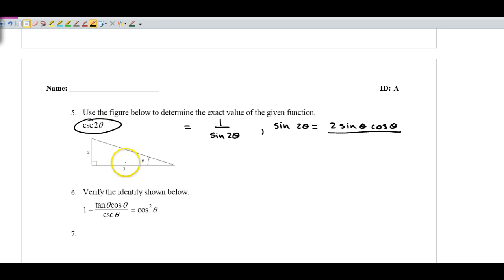This triangle is 2, 3, this is the square root of 13, so sine 2 theta equals 2 times the sine of theta, which is 2 over the square root of 13, and the cosine of theta is equal to 3 over the square root of 13. So this is equal to 2 times 2 is 4, times 3 is 12, so it's 12 over 13. And so the cosecant of 2 theta is equal to 13 over 12.